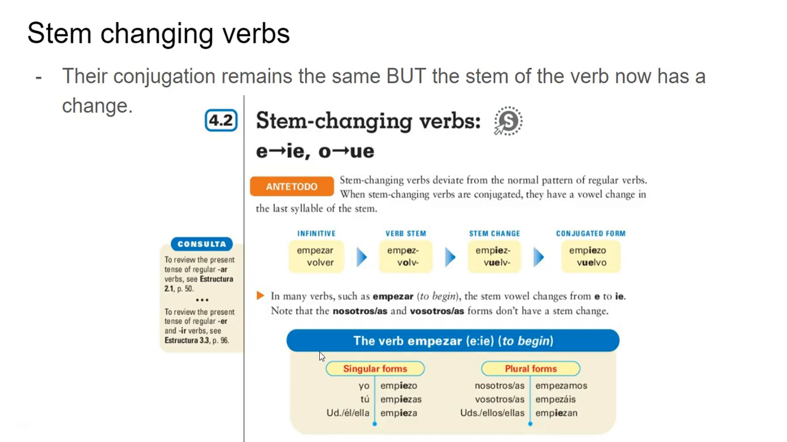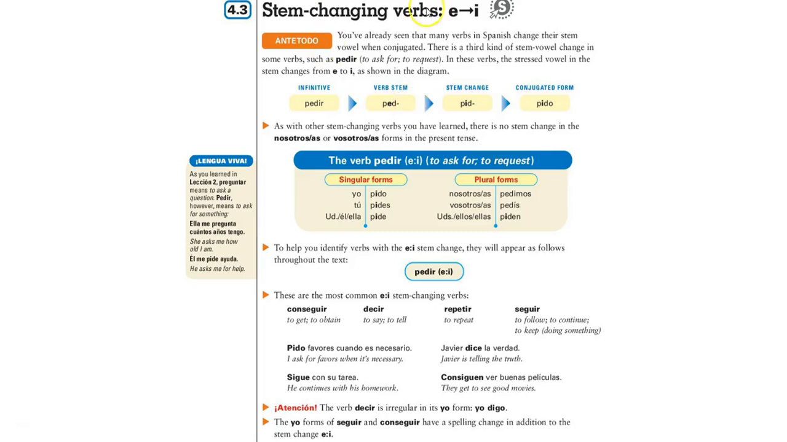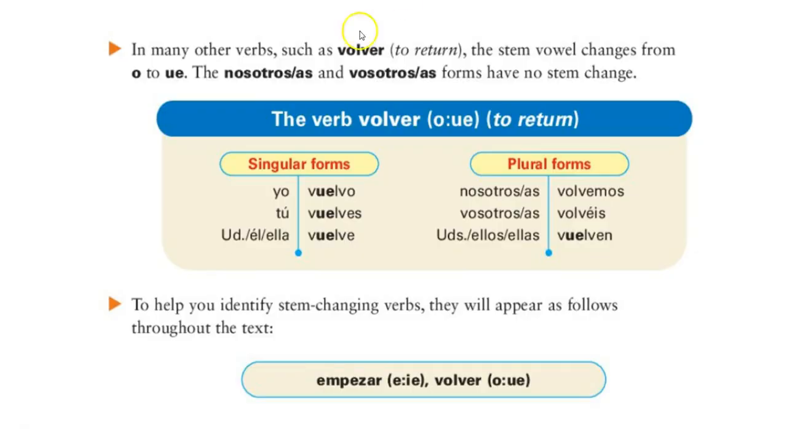So if it helps you see the pattern, I've included a handout for you guys to practice. So there's three different changes in your stems. We have the E to IE, the O to UE, and the E to I. Okay? There's three different categories.